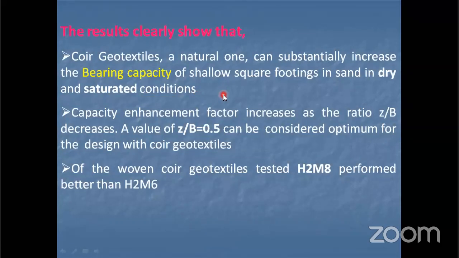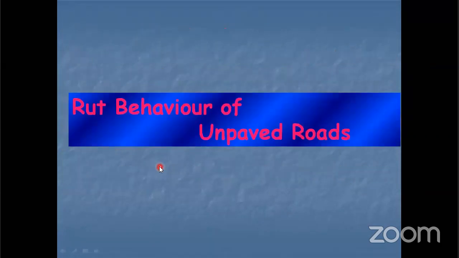Because the results clearly show that the coir geotextile, a natural one, can substantially increase the bearing capacity of shallow square footings in sand in dry and saturated condition. The capacity enhancement factor increases as the ratio Z by B decreases. A value of Z by B equal to 0.5 can be considered optimum for the design with coir geotextile. Of the woven coir geotextiles tested, H2MH performs better than H2MC.